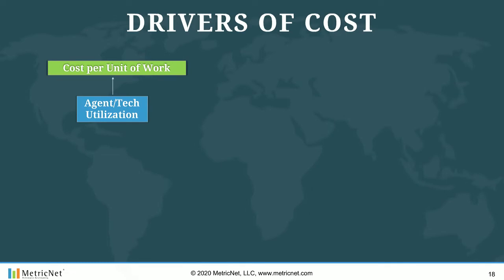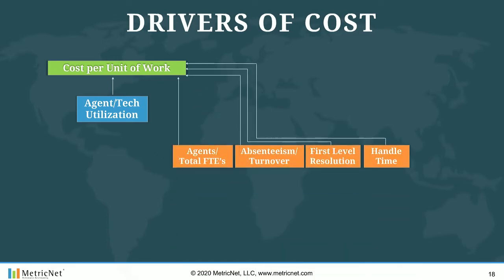Big driver here is utilization because these are labor-intensive functions. You saw the pie chart a couple slides back. Half your costs are tied up in your agents or your analysts or your technicians. Pretty close to 2/3 of your cost is tied up in all personnel if you include your indirect personnel along with that. So utilization, which is a measure of efficiency, is your biggest driver of your cost. But there are other drivers.